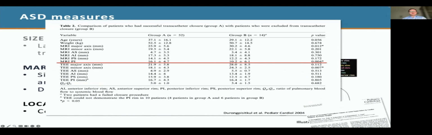This is an example of a study which is almost 20 years old. It already showed that the size of the rim matters. Here, group A with a successful transcatheter ASD closure had significantly larger rims. So this is a variable which is known for almost 20 years, and it is very important for the measurement and also for the pre-procedural planning.